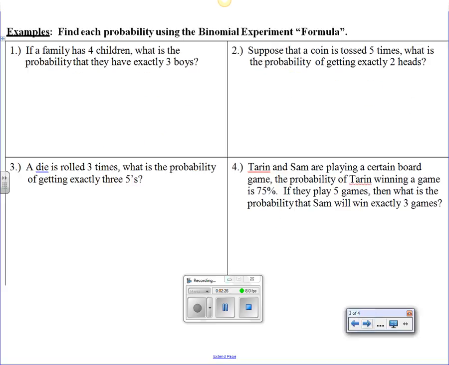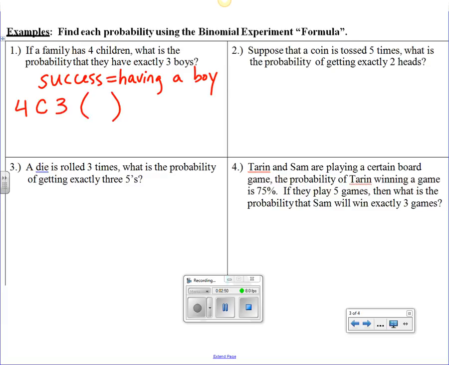All right, here's a word problem. If a family has 4 children, what is the probability that they will have exactly 3 boys? Well, in this problem, we're going to say a success is having a boy. How many total children are they having? 4. Choose how many successes. Well, that's how many boys, so 3 boys. In parentheses is the probability of success. So what's the probability of having a boy? 1/2 or 0.50. Either one works.